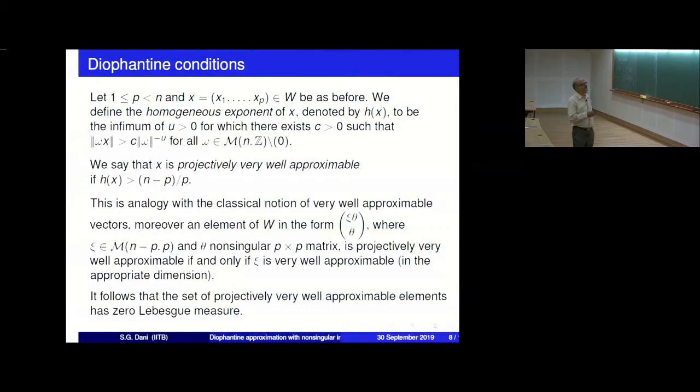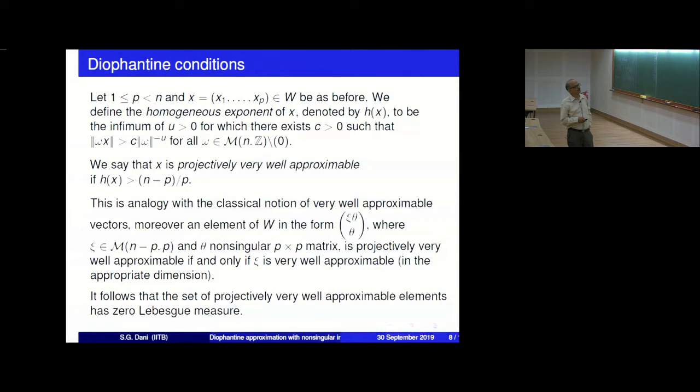And we say that x is projectively very well approximable if this homogeneous index is greater than (n minus p) by p. As I mentioned, this is in analogy with the classical notion of very well approximable vectors or matrices, if you like. I mean, vectors in the more general sense.